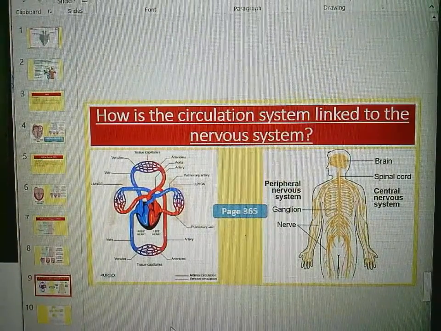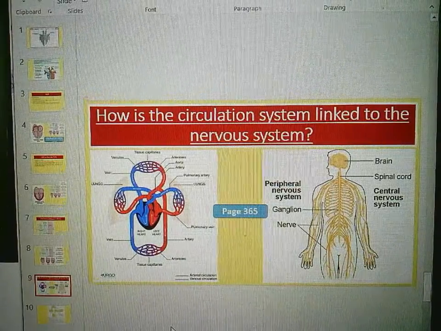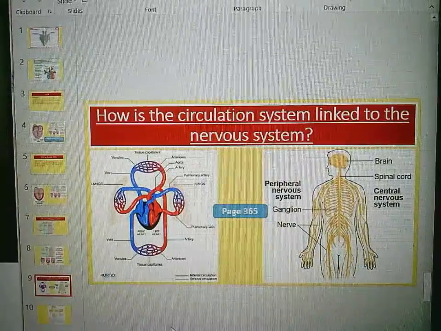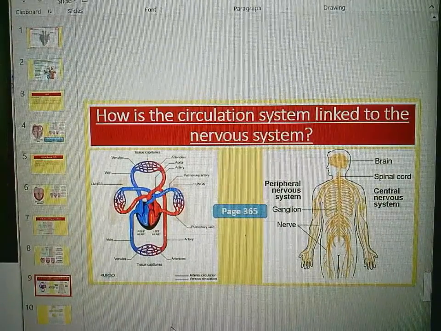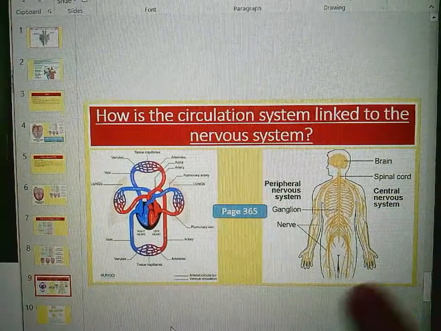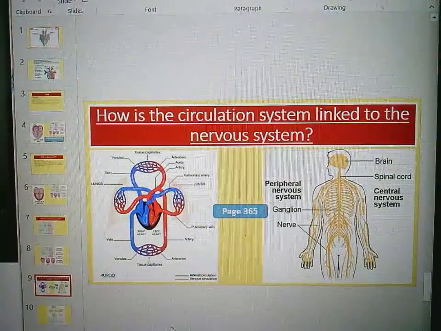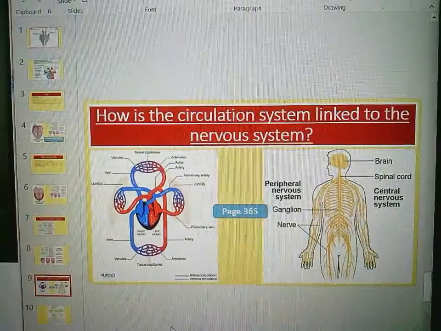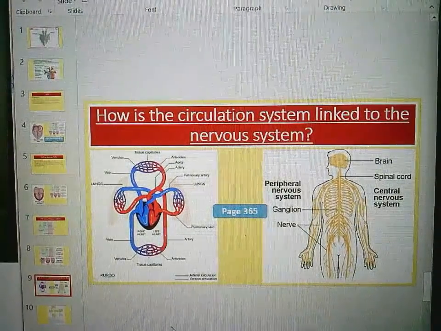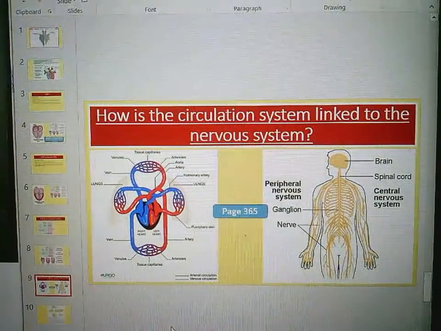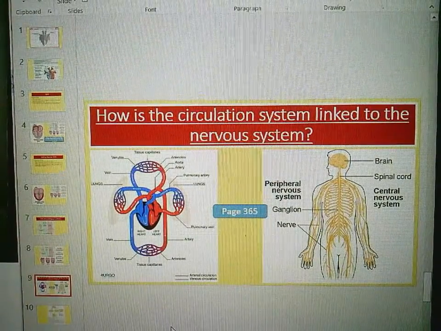So for example, the SAN will release an impulse just under every 1 second on average. Now that is your heart rate. Every time it releases an impulse, that is a heartbeat. So on average, most people have about 70 heartbeats in 1 minute. So just under every 1 second, you would feel your SAN would release that impulse and cause your heartbeat.